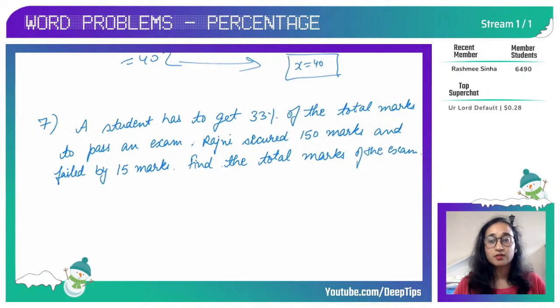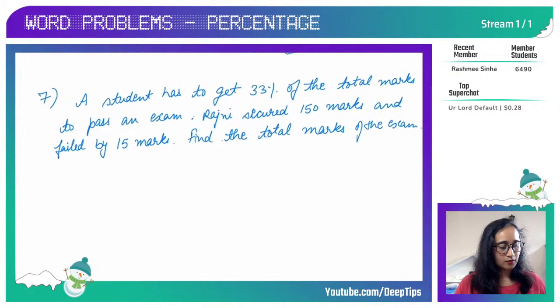तो अब इस क्वेश्चन को समझते हैं कि कैसे करना है. So here children, a student needs to get 33% marks of the total marks to pass an exam, right? So 33% means 33 by 100. सो अगर हम यहाँ पे देखें कि रजनी जो है वो 15 मार्क्स से पास नहीं हो पाई, उसके 150 मार्क्स तो आए बट उसको कितने मार्क्स कम पड़ गए पास होने के लिए, 15 मार्क्स.